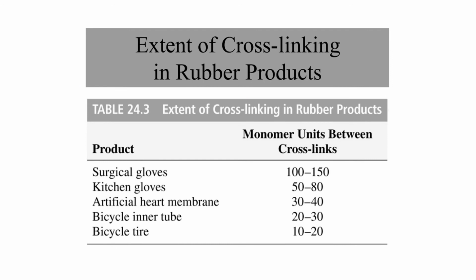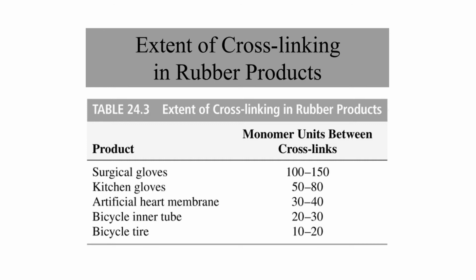And you can see that the extent to which you cross-link the chains tends to dictate the application and indeed the final properties. So the table that's shown there is a table of a product against the number of monomer units between crosslinks. So the lower that number, the more crosslinks there are, and the harder or the less flexible the final rubber.